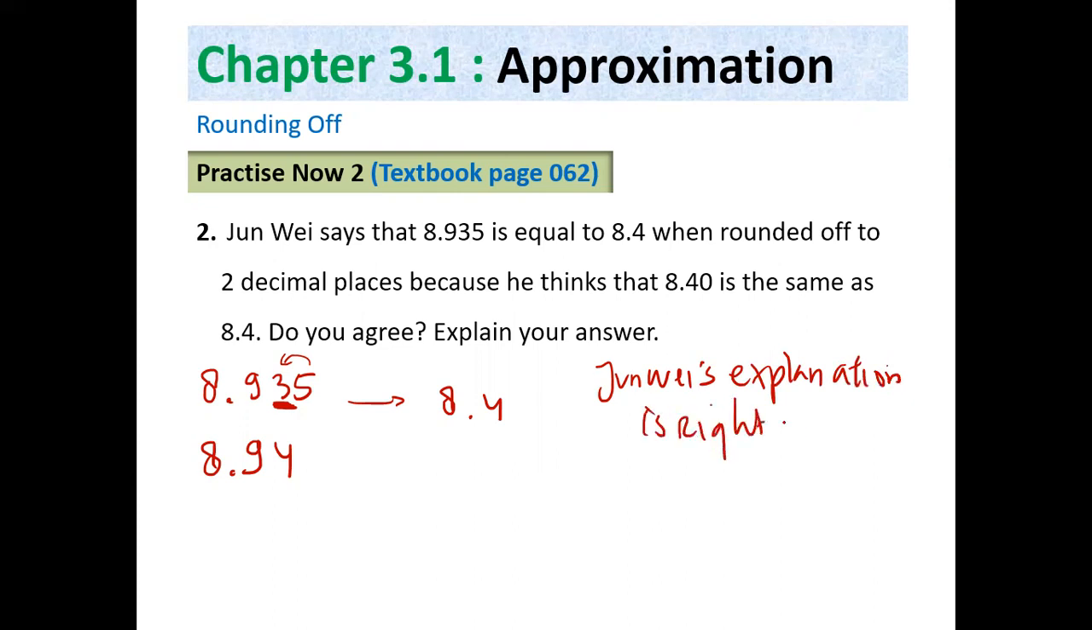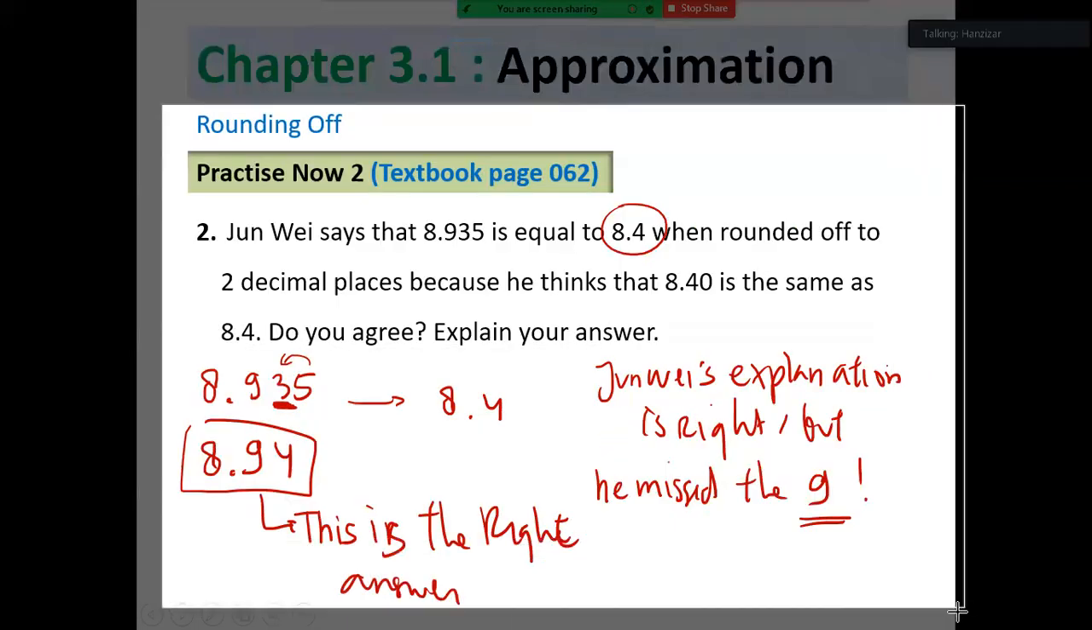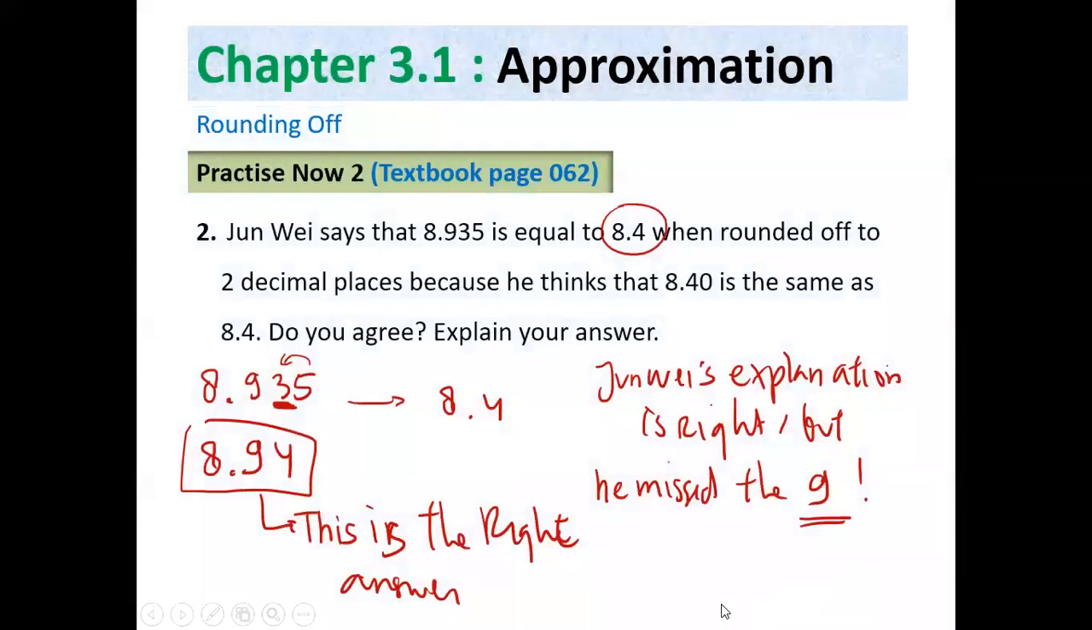But he missed the 9, right? Where is the 9? He ignored the 9, equals 8.4. Okay, so wrong. It has to be 8.94. This is the right answer. Okay. So you have to focus on the 9 also. You cannot ignore the 9. Okay, so Junwei's explanation is right, but he missed the 9, so he's wrong.